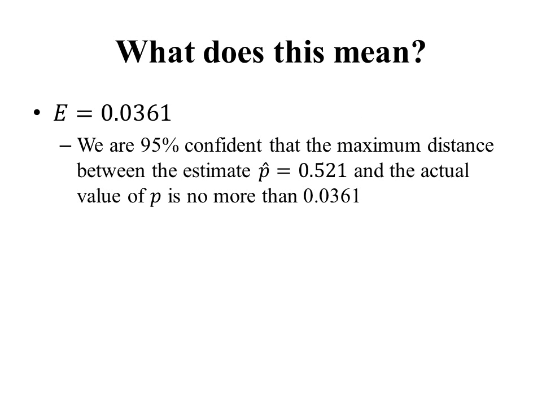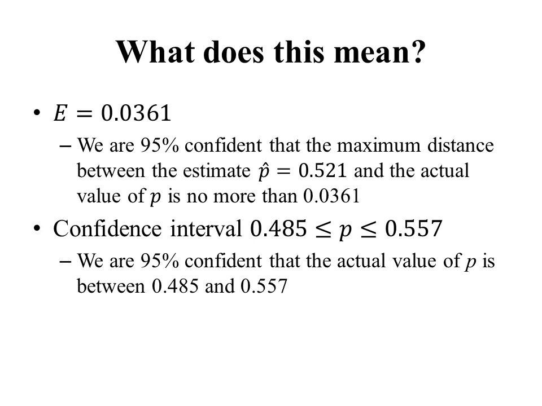Now let's talk about what these different quantities mean. The margin of error is 0.0361. So we would interpret that by saying we are 95% confident that the maximum distance between the estimate of 0.521 and the actual value of P is no more than 0.0361. So this gives us an upper bound on that error, or that maximum distance between the estimate and the actual value of P, at the 95% confidence level. Now here in a minute we'll talk about what that confidence level means.